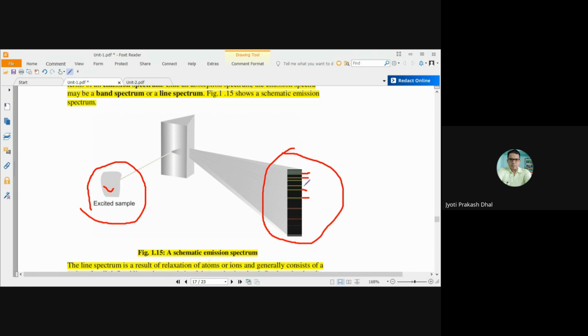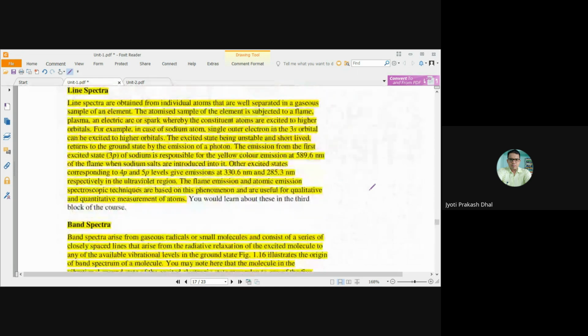So it will emit electromagnetic radiation of only some particular wavelengths, which you will observe on the photographic plate. When there is no emission, the photographic plate will be completely black, and due to emission of particular wavelengths, there will be bright lines on the black background. This type of spectra is called emission spectra.